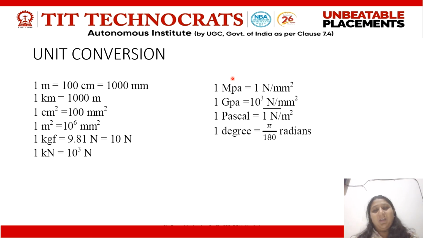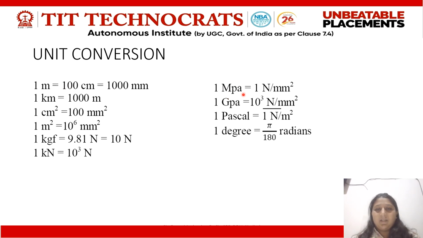Now, here many of the students generally make mistakes. So before moving on to the numericals or the actual mechanics, I would request all of you to please note down the important unit conversions which I have mentioned here. I'll be discussing very few of them. The very first one: 1 meter equals 100 centimeter equals 1000 mm. This we have studied in our school days also.